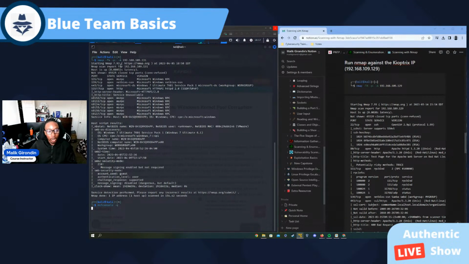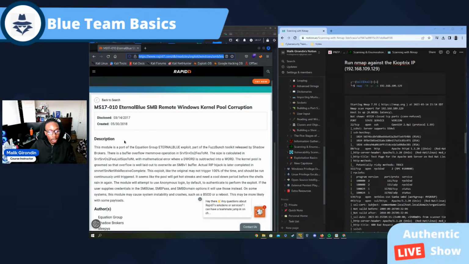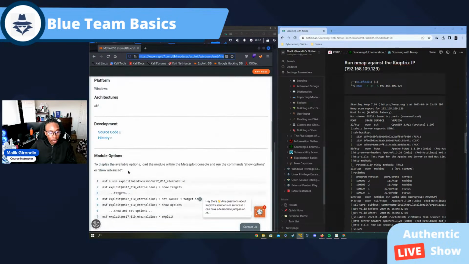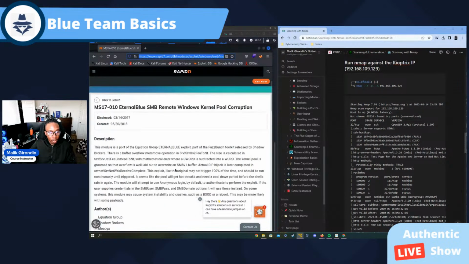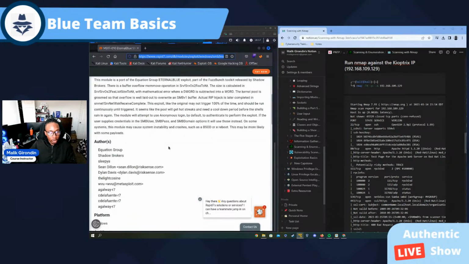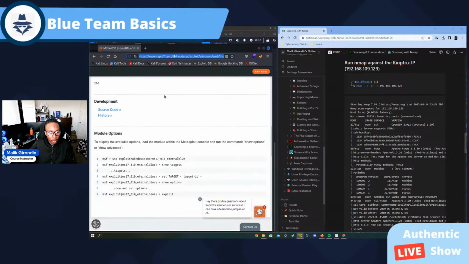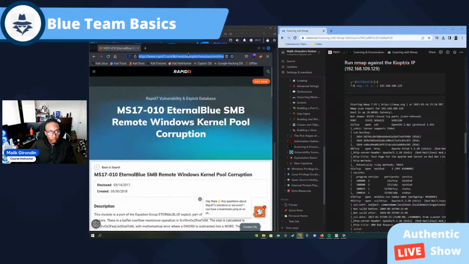So actually, I should have opened it on another tab. There we go. Straight to it. All right. So remember what it said right here. EternalBlue module. Yep, EternalBlue module. So it looks like this could be exploited for this Windows version. All right, so we're going to look this up in Metasploit, see what we can find.